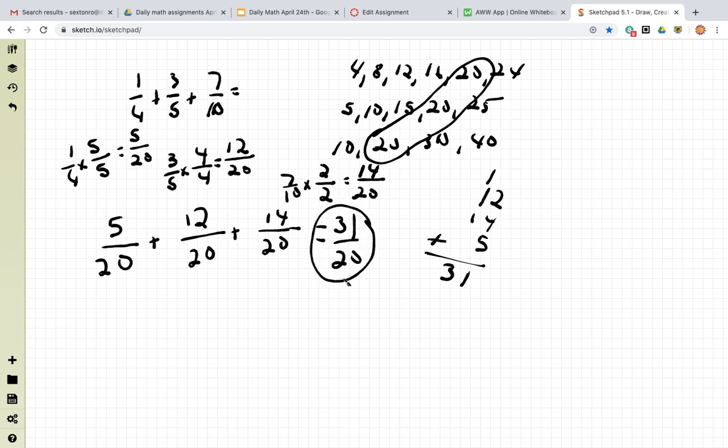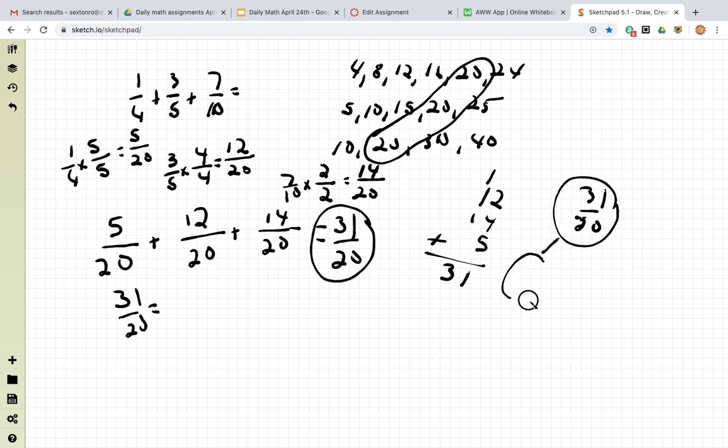Now that is an answer, but it's a little awkward, isn't it? That's one of those top-heavy improper fractions. So what we're going to need to do is come down here and simplify it. 31/20. If I take 20/20 out of that, what does that leave over here? 31 minus 20, that's going to be 11/20, isn't it? Because 20/20 and 11/20 is 31/20.